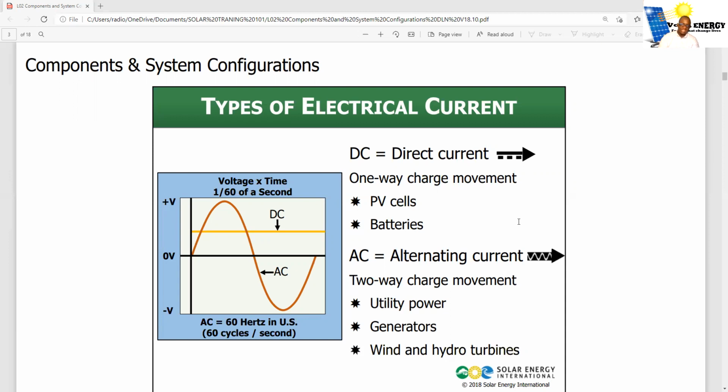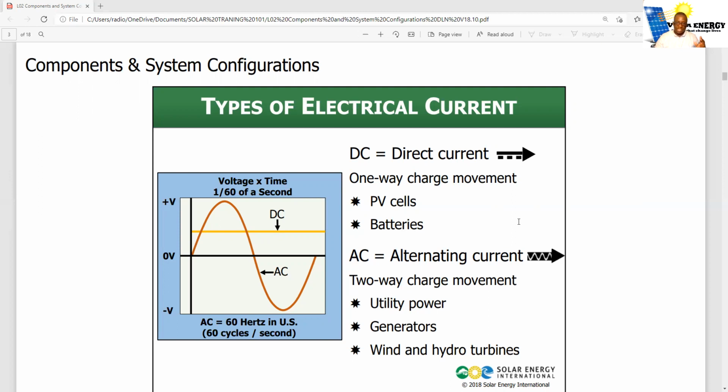Then we have AC, which is the alternating current. If you look at the chart right here, direct current moves in one direction, and the AC current moves zigzag, back and forth. Most of the appliances used in our homes, like refrigerators, air conditioners, televisions, cell phones, use alternating current. That is why you will need a device to convert that DC current into alternating current. In depth, we will discuss this in the fall.